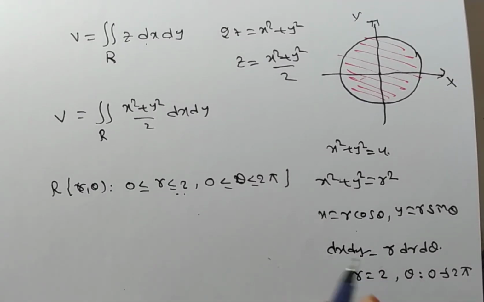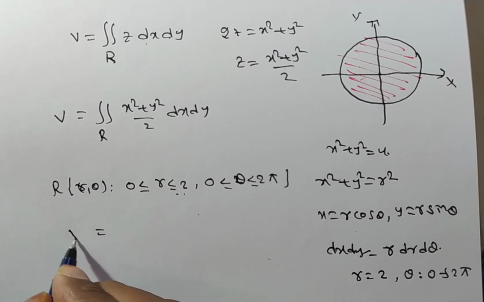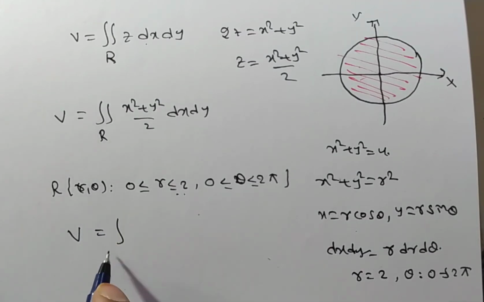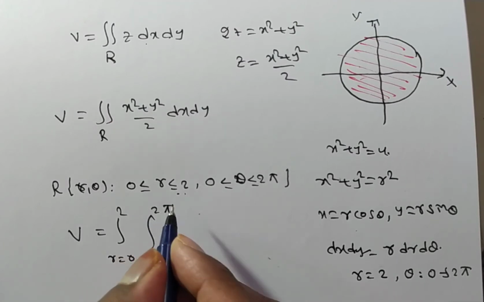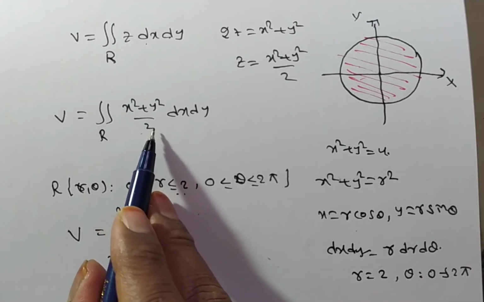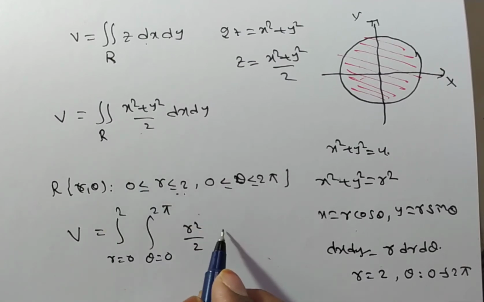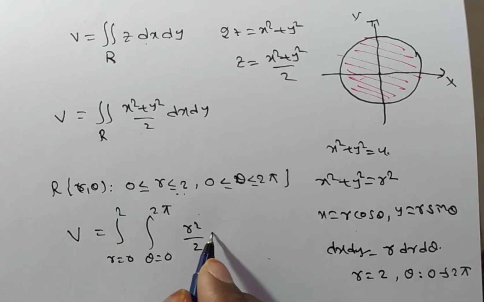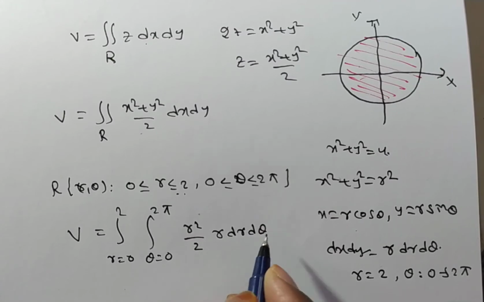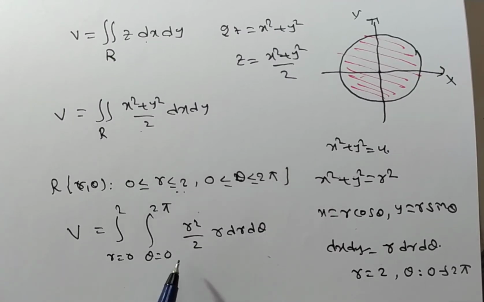Now you have these terms. Substitute in the volume integral. Then the r limit is from 0 to 2 and theta is from 0 to 2 pi. x square plus y square is nothing but r square, divided by 2, and dx dy is r dr d theta. Is it clear for everyone how I have written this step?